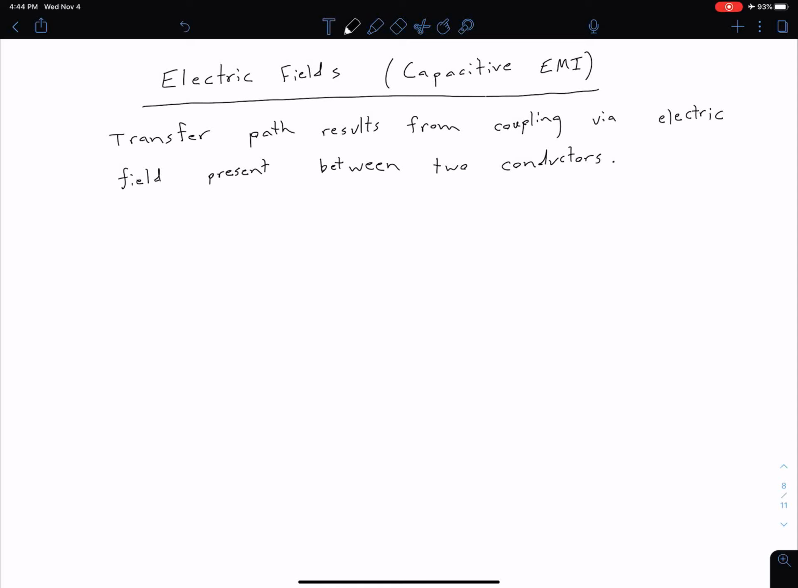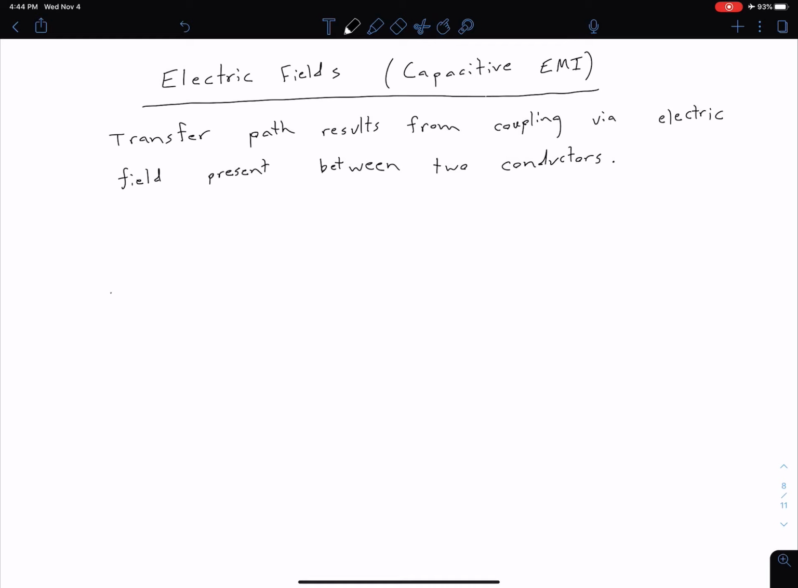The next type of transfer path we're going to look at is electric fields or capacitive electromagnetic interference. So in this case, the transfer path results from coupling via an electric field that's present between two conductors. And so this is one of the more significant transfer paths that we commonly see in circuits.